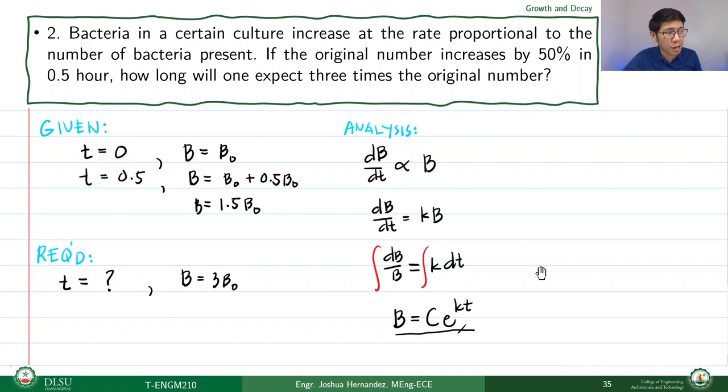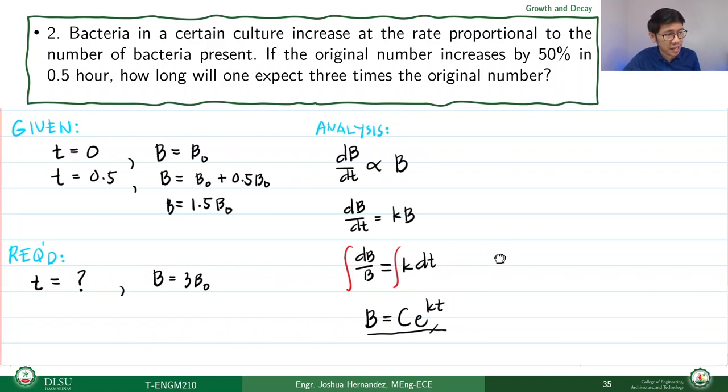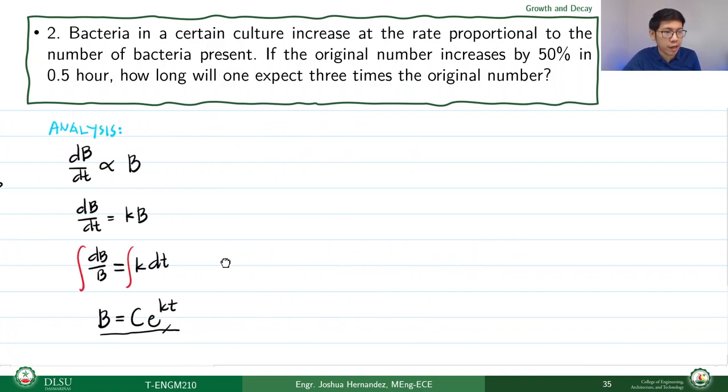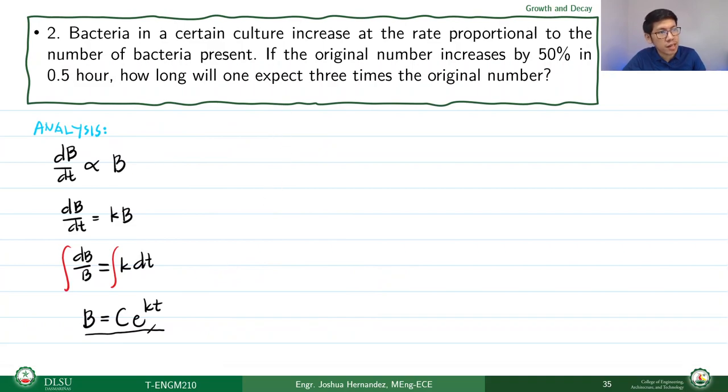Now, meron tayong dalawang arbitrary constants here, yung C at saka yung K, and we need to find them. Right? And how will we be able to find out what C is? We'll be able to find C if we apply the initial value condition, right? Since initial value problem siya. And that is when t is equal to 0, ano daw? The bacteria present is equal to B naught. We can solve for C.